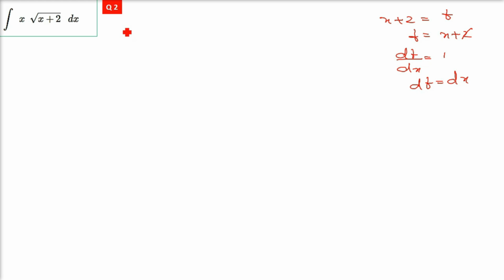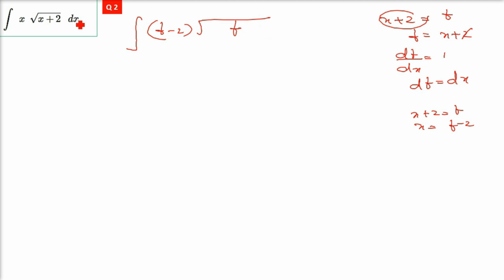Now we need to change it accordingly, because t we have introduced, we need to get rid of x ourselves. dt is dx, x plus 2 is t. When we differentiate it, we get dt equals dx, but x plus 2 is t, so we have to get x also, so it is t minus 2. Now I'm replacing x by t minus 2 inside, under root t only. dx we can just replace by dt, so dt is dx only. Now we just multiply them. T minus 2, and this under root t is t to the power half.